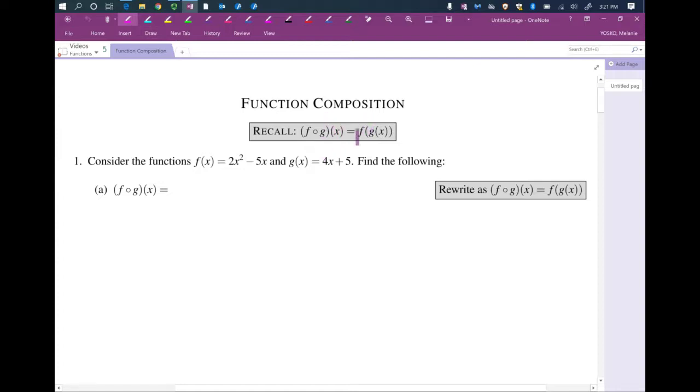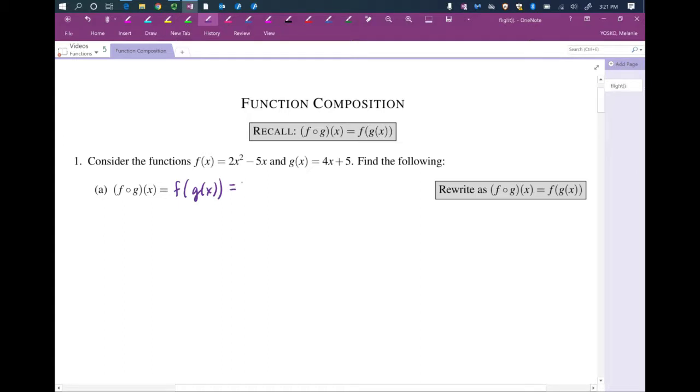Again, we can rewrite this as f of, remember, anytime we open a set of parentheses we say "of", g of x. That means that's the input. So let's do some examples. Consider the functions f of x equals 2x squared minus 5x and g of x equals 4x plus 5. So we're going to find f composed with g of x, and we're going to rewrite it as f of g of x.